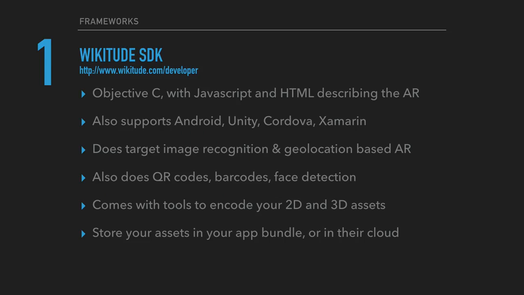First one I looked at was Wikitude SDK. It's Objective-C with some JavaScript and HTML as well. Supports the other platforms, which is good. It does target-based image recognition, which is where it's looking for a specific image in your camera and then it sticks something over the top of that. Also does geolocation stuff, Pokemon. It'll also do QR codes, barcodes, face detection, and things like that. It has all sorts of cloudy stuff as well, so it's buzzword enabled that way too.